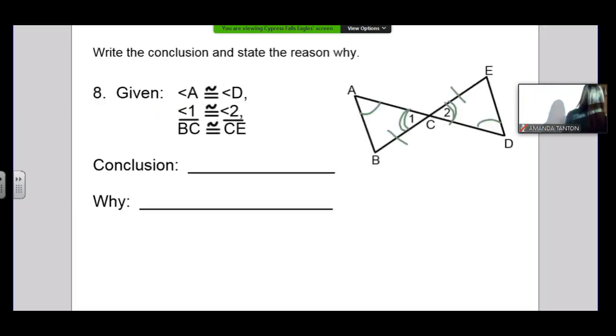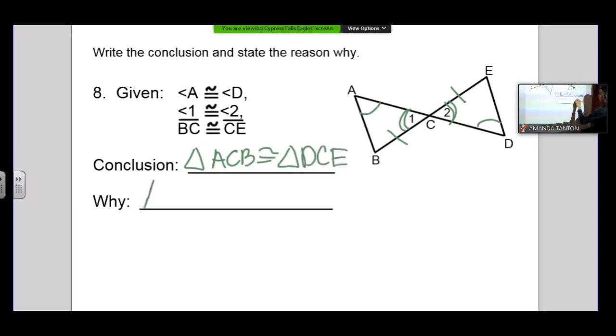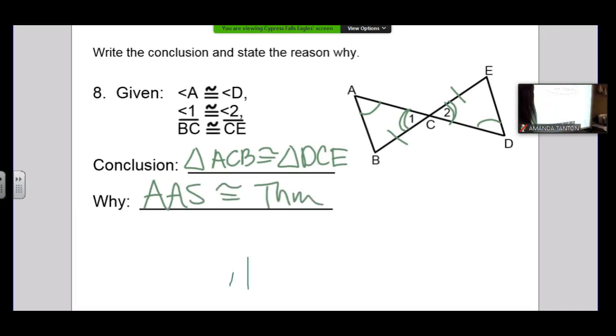So our next one had all of this information. This is another one where the conclusion is that the triangles are congruent. We have to name them in the right order. ACB is congruent to DCE, and the reason is angle side congruence theorem. Try another one. Oh, that's it.